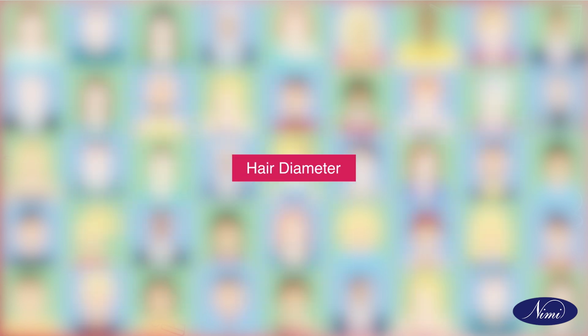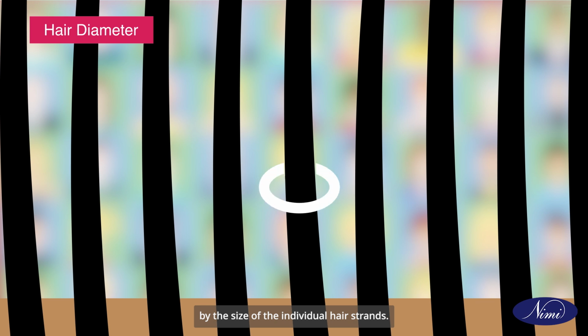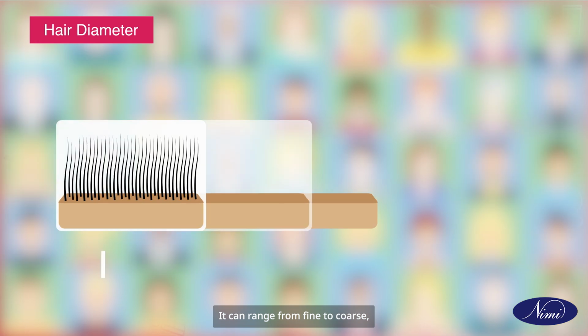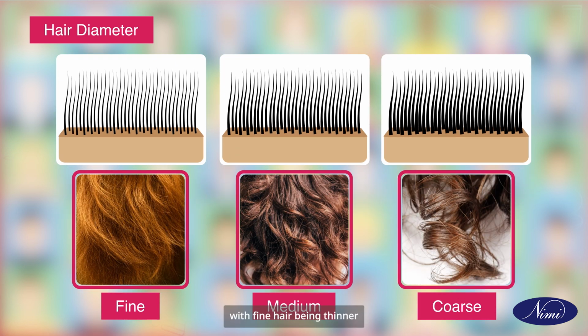Hair diameter. Hair diameter or thickness is determined by the size of the individual hair strands. It can range from fine to coarse, with fine hair being thinner and coarse hair being thicker.